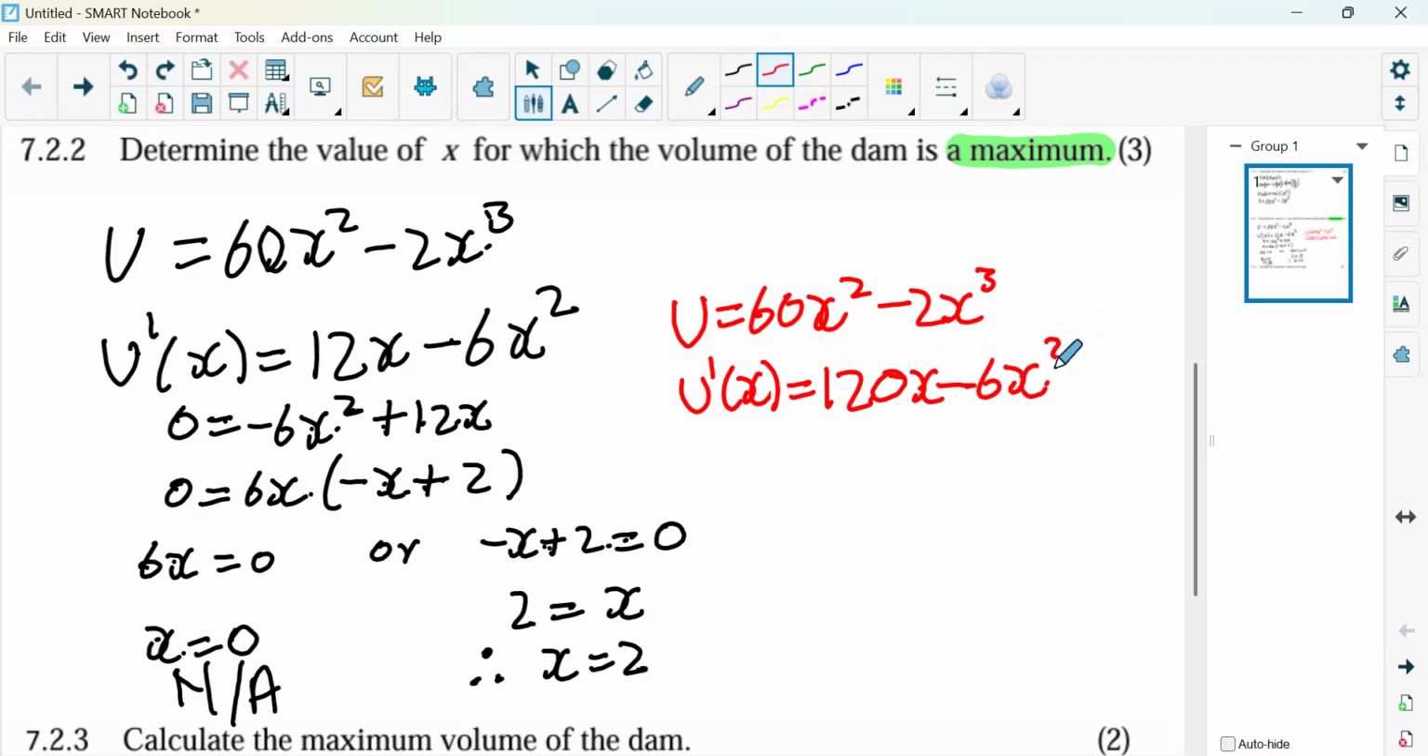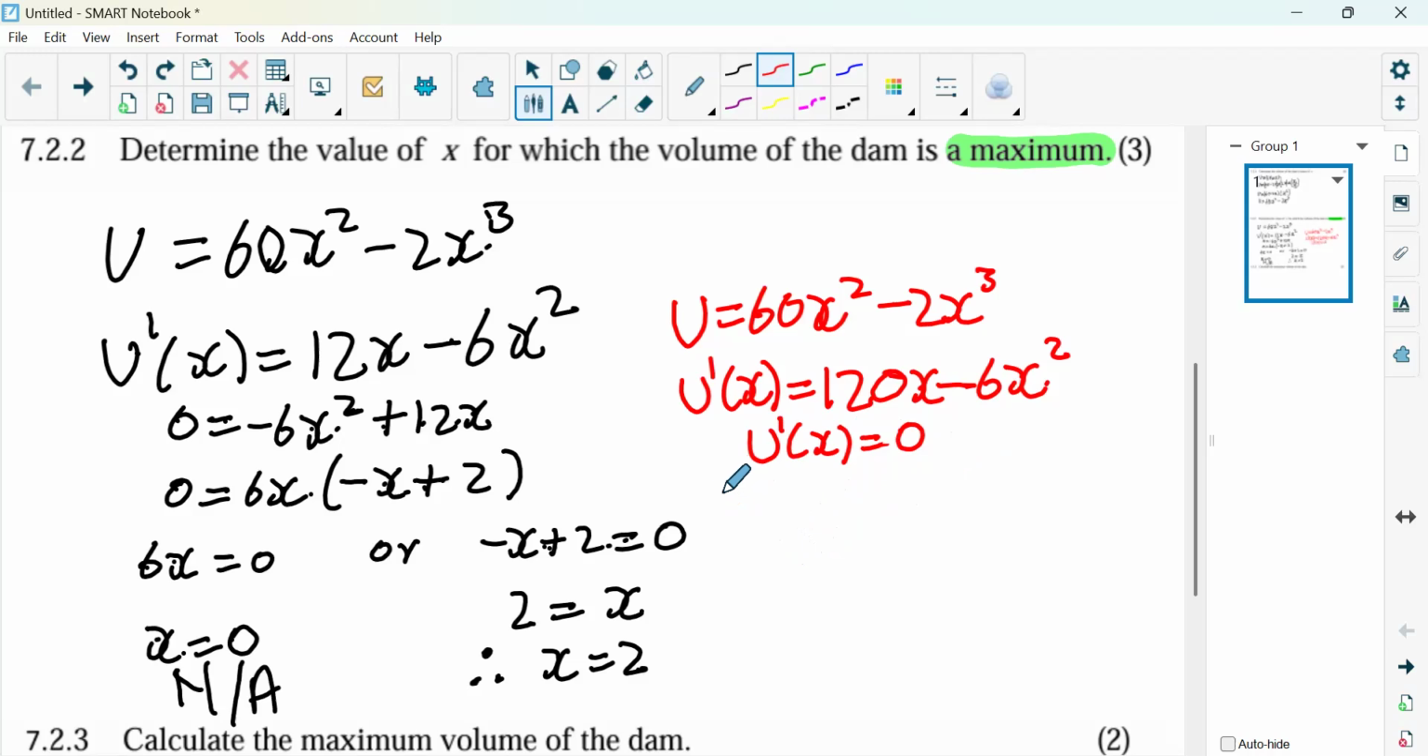Now, one of the best things that we can do is to tell them that V prime of x is going to be equal to 0, before we actually put it in the equation. So for maximum or minimum, V prime of x is going to be 0. That's how our statement should start.